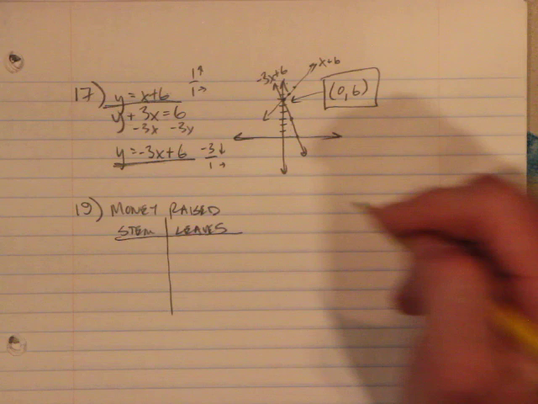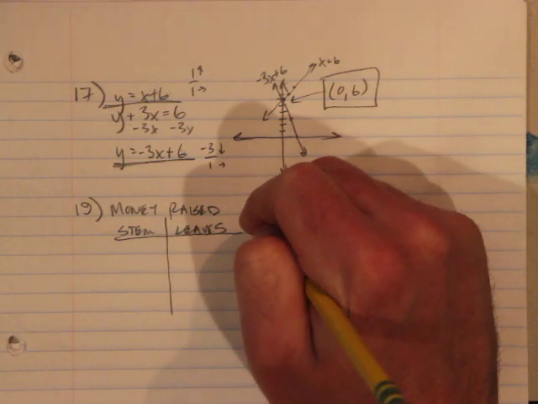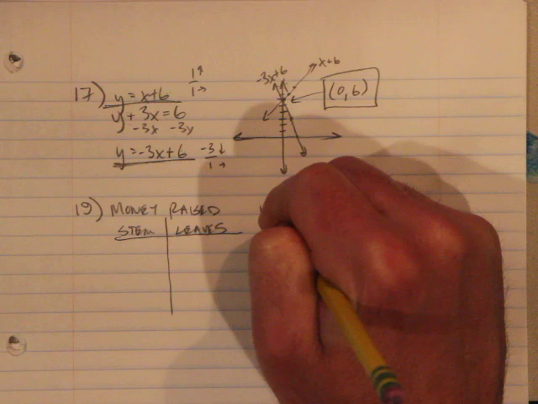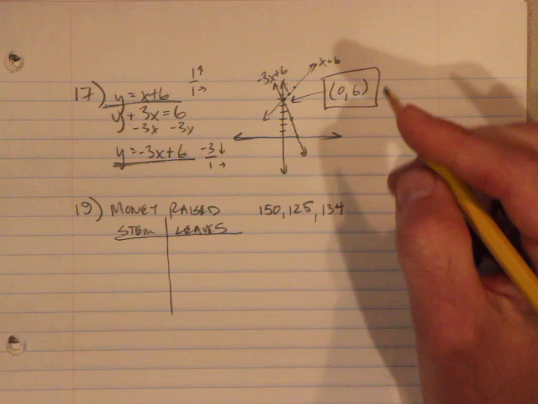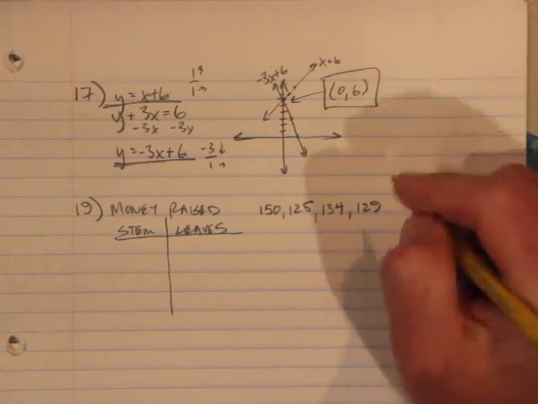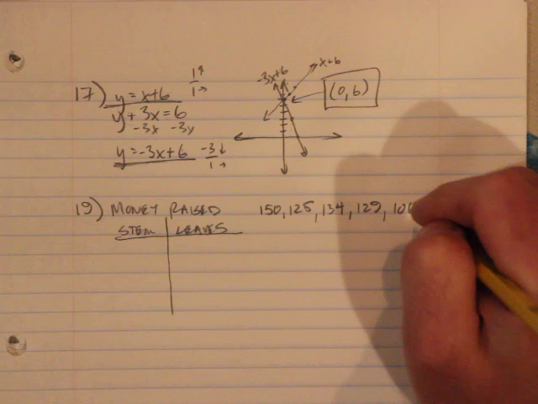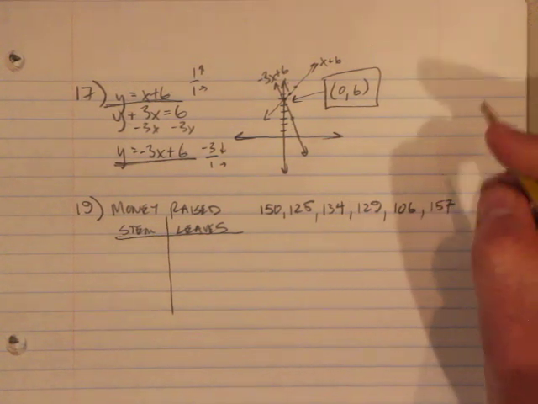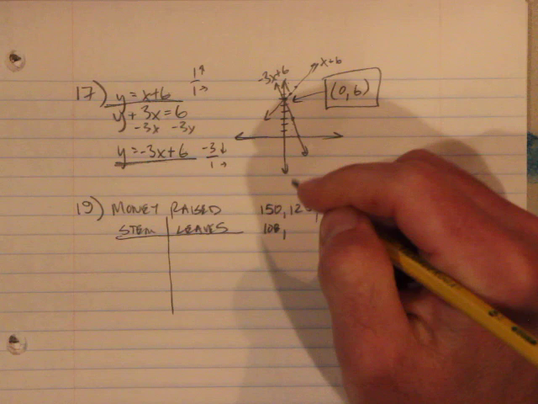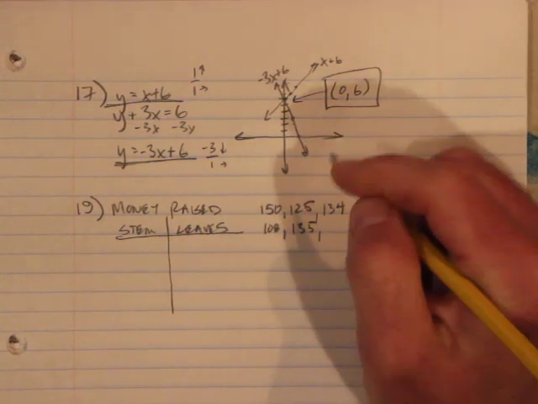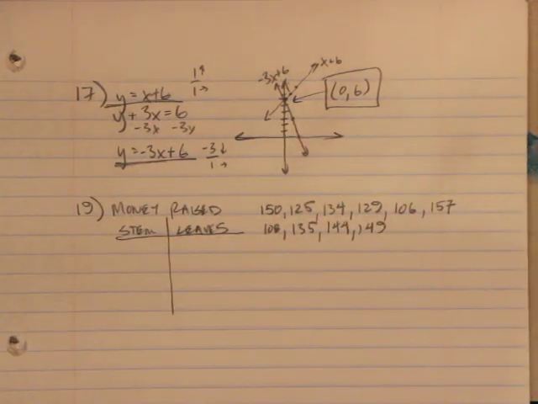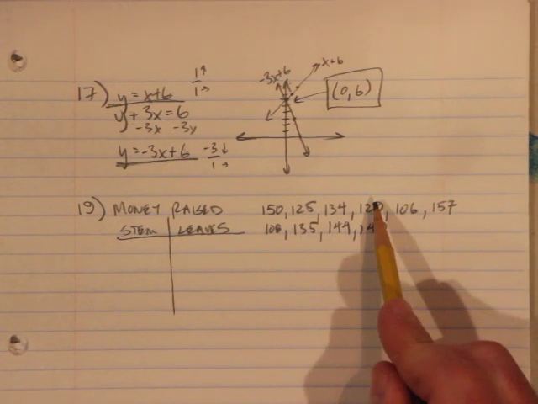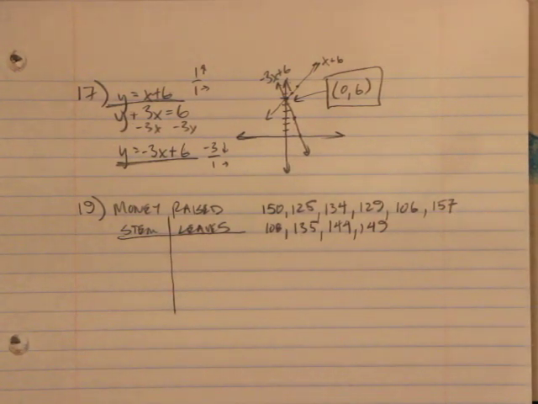Let's list the money amounts. I've got 150, 125, 134, 129, 106, 157, 108, 135, 144, and 149. And that's 10 values. Alright, so I've got them all written down here.